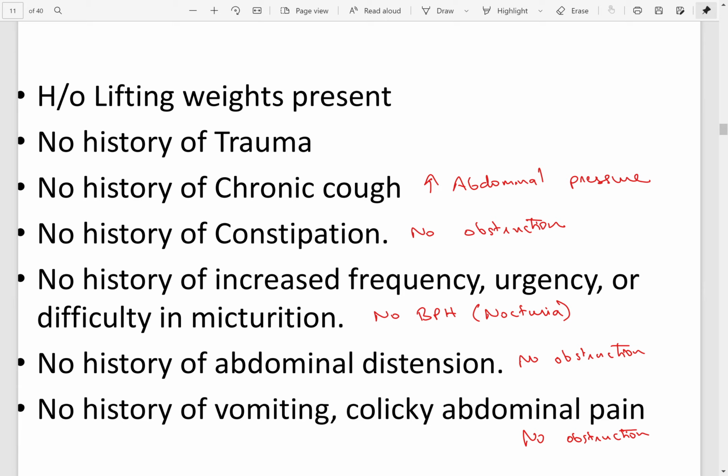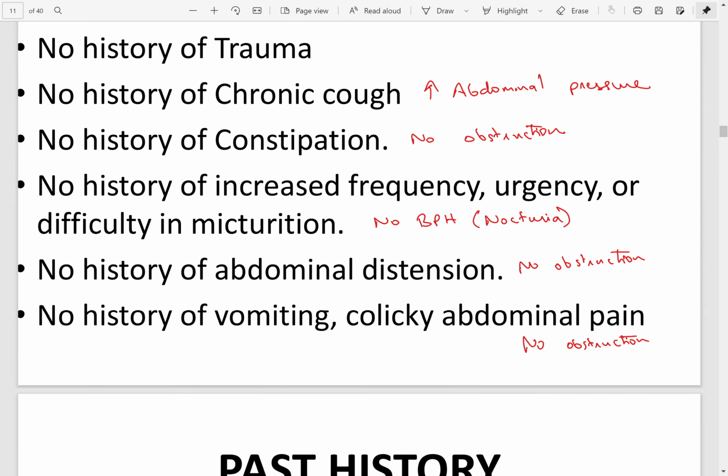So BPH, benign prostatic hyperplasia, the patient is an old male patient, so this is something which we need to keep in our mind. So we need to rule out BPH. BPH is also a precipitating factor for hernia. So the most classical symptom which they expect you to ask for is nocturia. So nocturia is basically when a person wakes up to pass urine at night. Anything more than 2 times, you wake up more than 2 times at night while sleeping to pass urine, then you can suspect BPH.